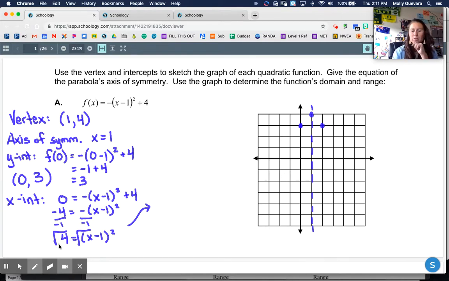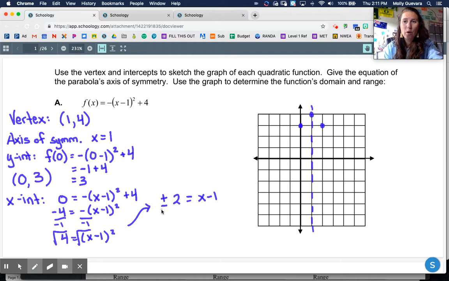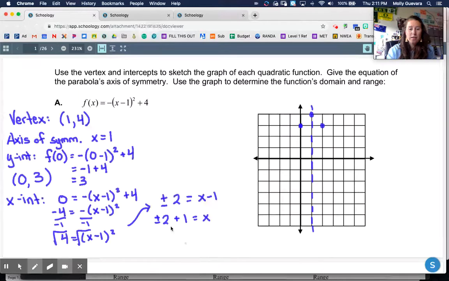Don't forget that when you're solving by taking the square root, you have to have that plus or minus, right? So plus or minus the square root of 4, which is 2, equals x minus 1. We got this. We can do it. The last step is to add the 1 over, and it's really common for people to change this to plus or minus 3, because I'm adding 1. You cannot do that. This is just going to stay plus or minus 2 plus 1. You cannot change it to plus or minus 3. When we calculate this out, you'll see why.